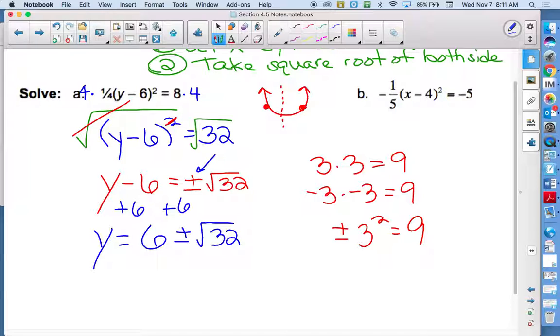Now, can the square root of 32 be simplified? Can that number be broken down? So look at your perfect squares. Is there a number that goes into 32?